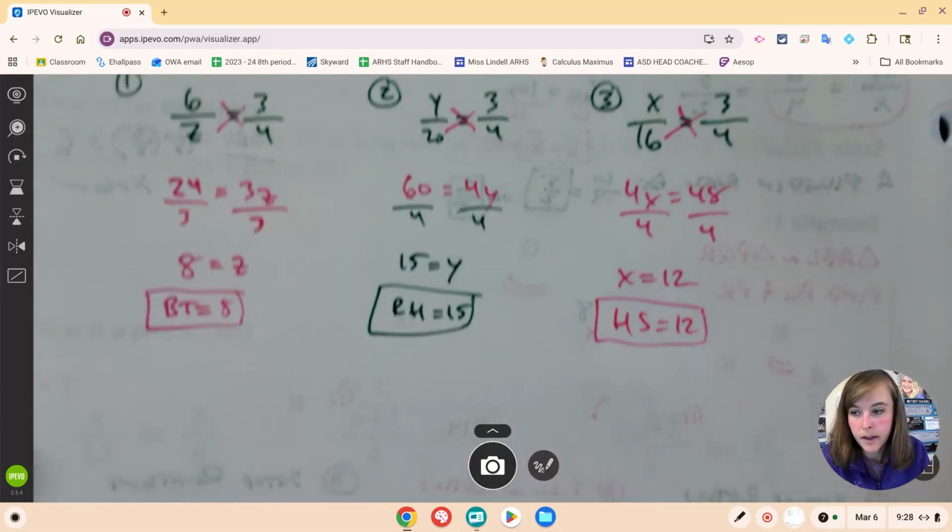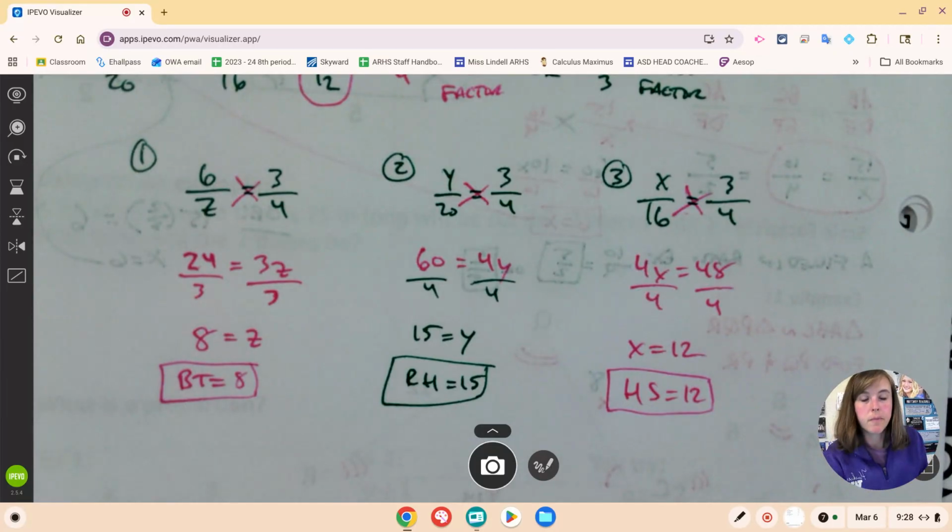All right, and that's pretty much it for today. So that's using similarity to solve for missing sides. Hopefully this was helpful. We will continue going over this more next week, but for now, that's all we got. Have a great day.